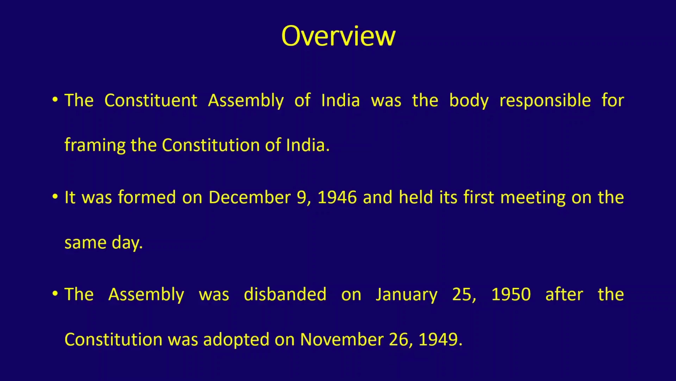So try to understand the timeline. The Constituent Assembly was formed on December 9, 1946 and disbanded on January 25 after it had adopted the constitution on November 26, 1949. So basically how much time did it take to frame the constitution? So 1946, 1949, December, November. So it took almost 2 years, 11 months and 17 days.